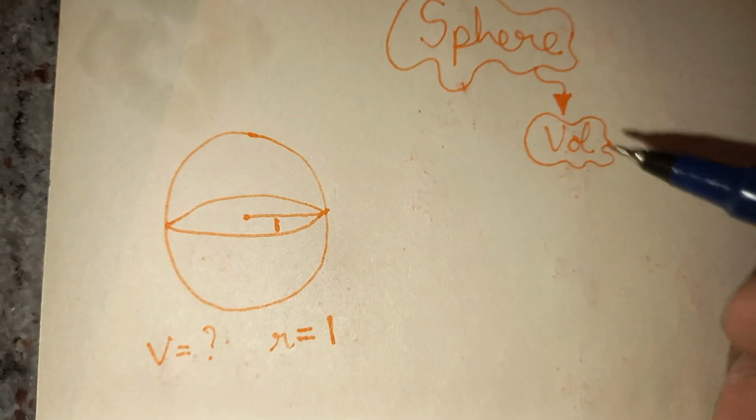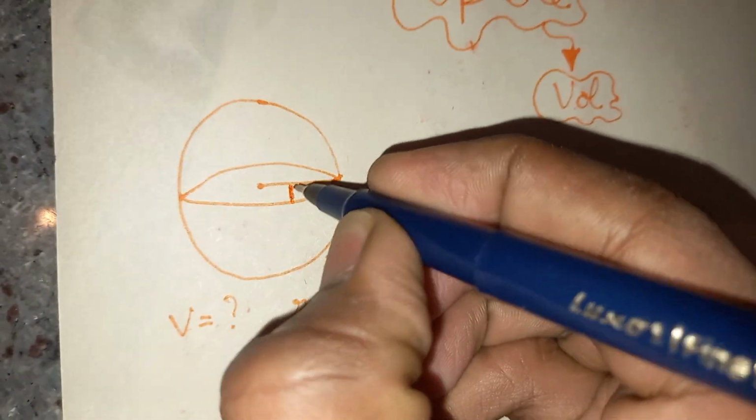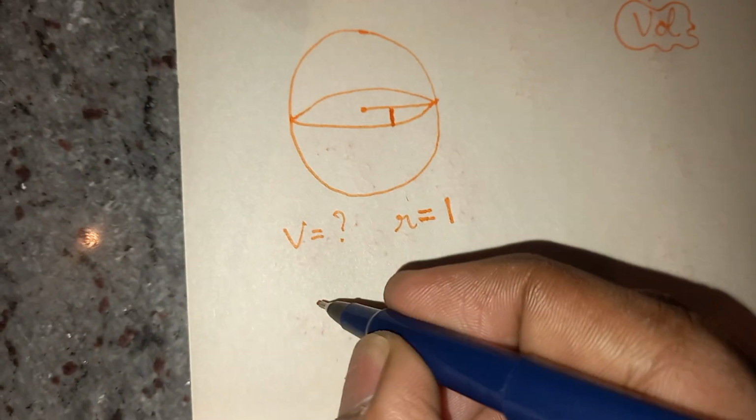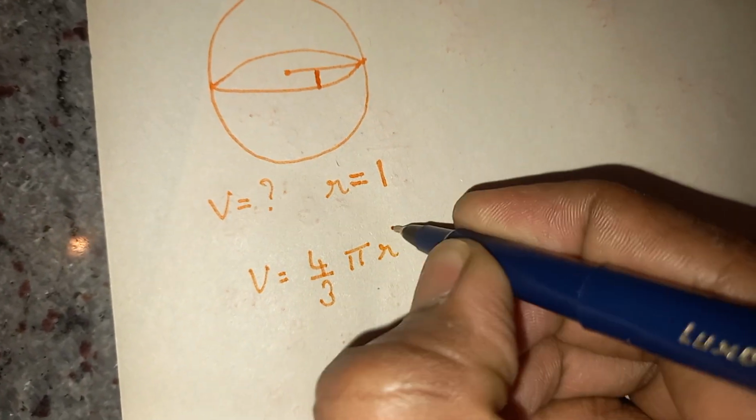Now I'm going to tell how to find the volume of a sphere. Here they have given a sphere with radius 1 unit. You need to find the volume. The volume of a sphere is 4 by 3 times pi r cube.